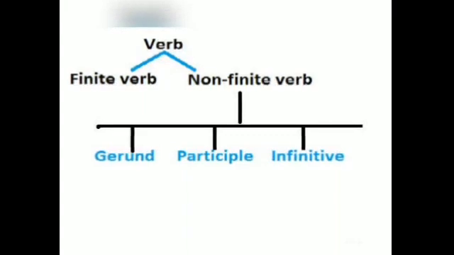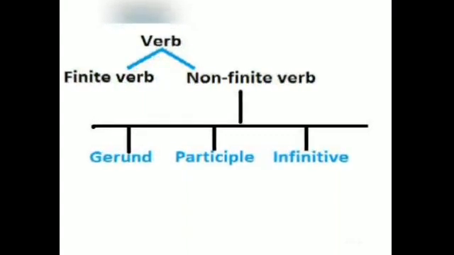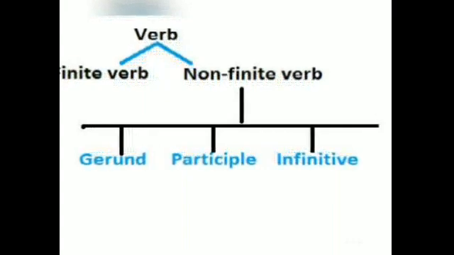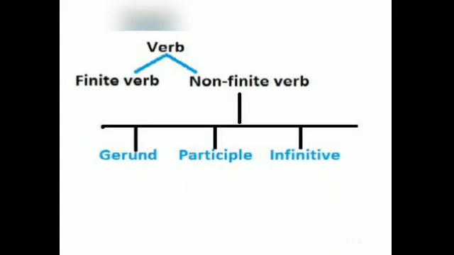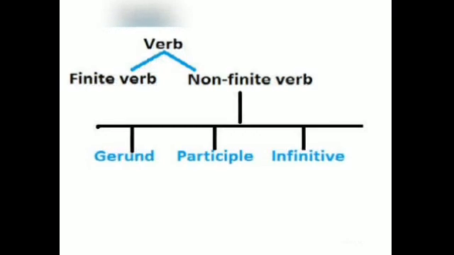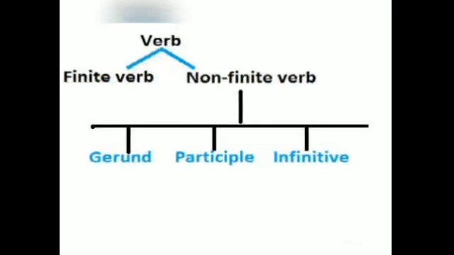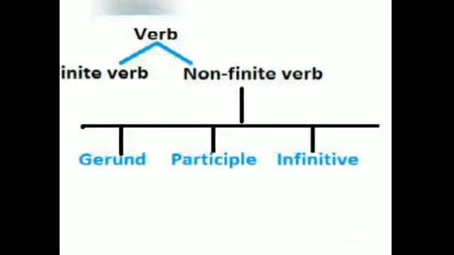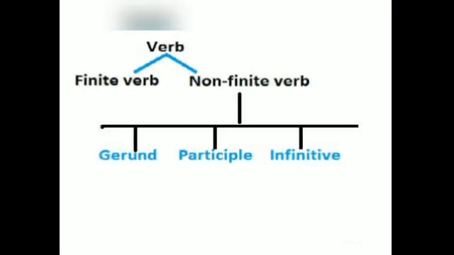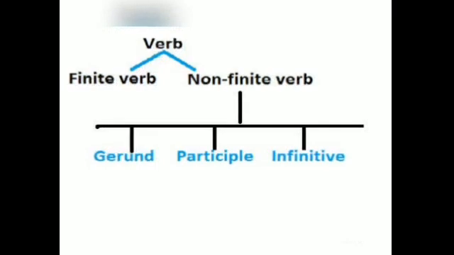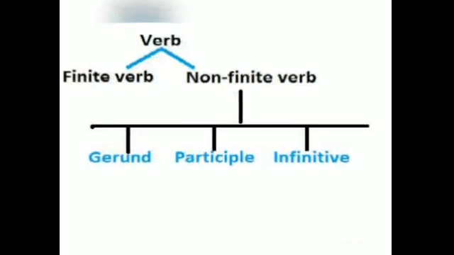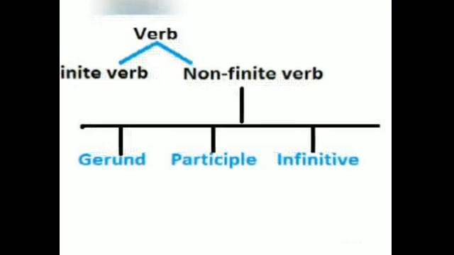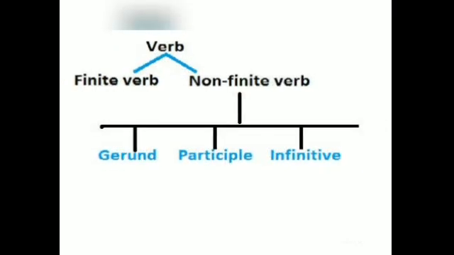Verbs can be divided into two categories: the finite verb and the non-finite verb. A verb which is limited by the number and person of its subject is called a finite verb. You have already learned the finite verbs. For example, they read the Gita. I am reading the Gita. He reads the Gita.